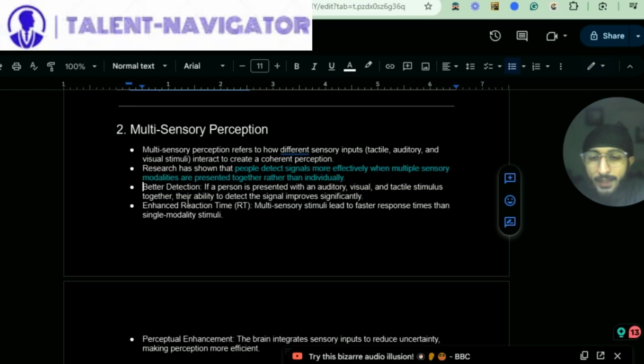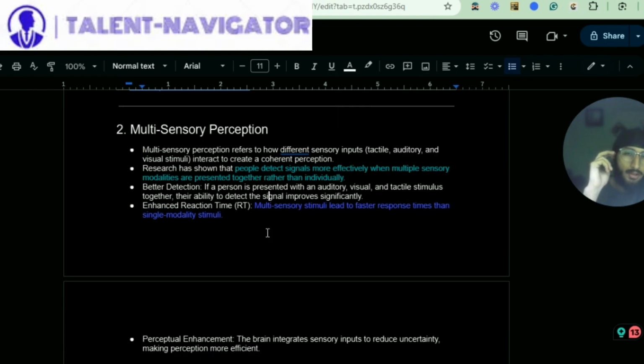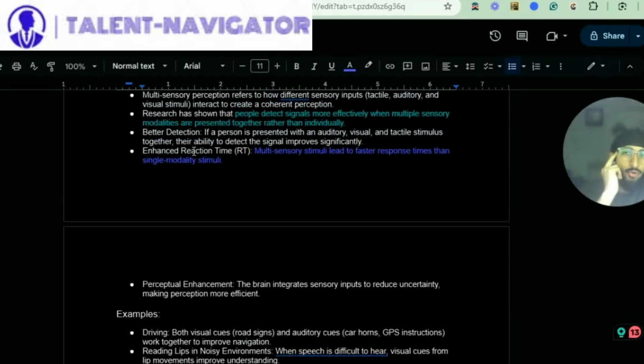And key findings: better detection. If a person is presented with an auditory, visual, and tactile stimulus together, their ability to detect the signal improves significantly. Enhanced reaction time (RT). Multisensory stimuli lead to faster response times than single modality stimuli. So reaction time improves.